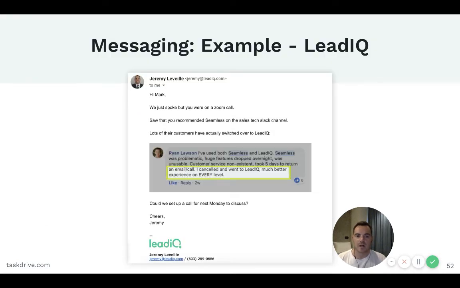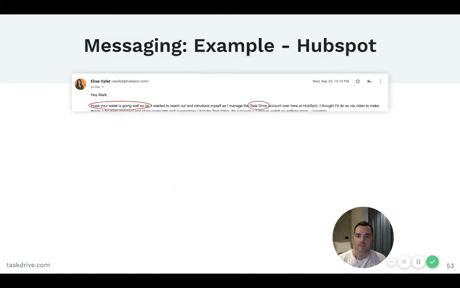Just want to share an example from LeadIQ, which was a really, really good outreach. He could see that I had mentioned one of his competitors in a Slack group, and he wanted to show me that some of their customers have switched from his competitor to their company. That is, for me, guaranteed level of personalization. I'm going to set up a call, and we did, and we're trying out LeadIQ as we speak.